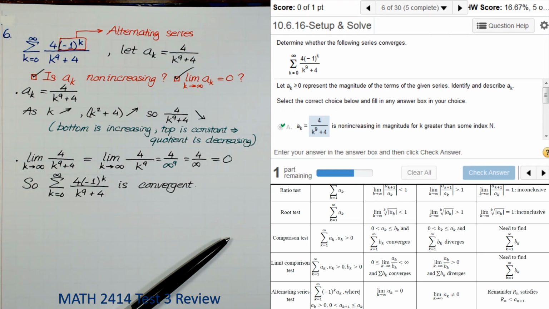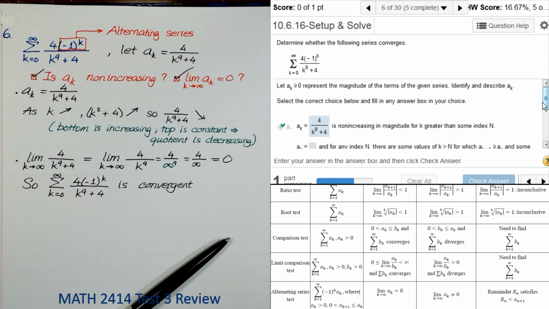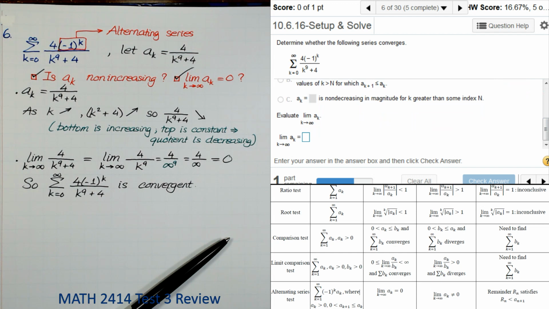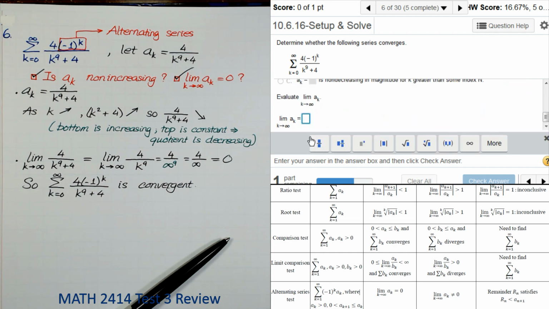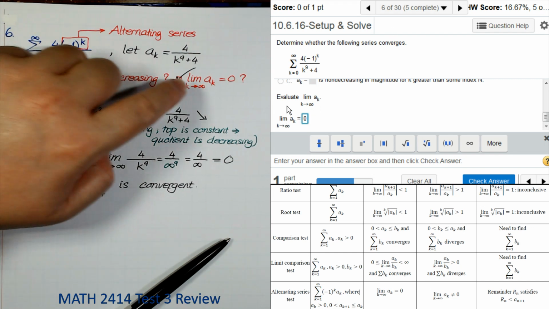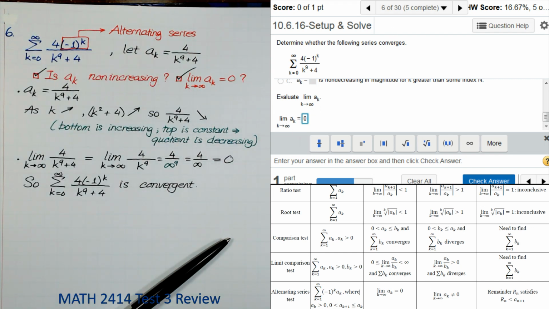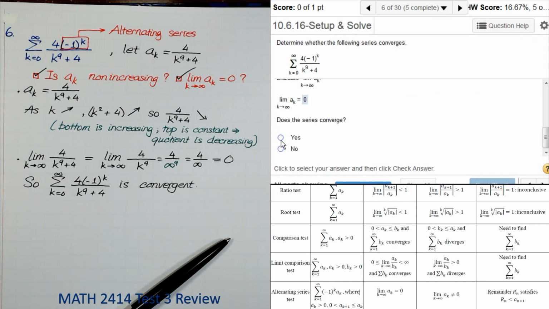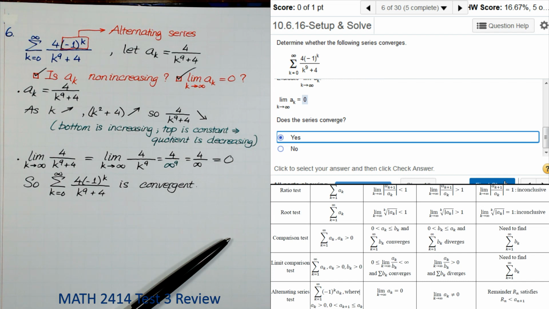Oh, so we actually can do that. So we scroll down, evaluate the limit, and we know the limit goes to 0, right? So those two criteria are satisfied, and so the series converges.